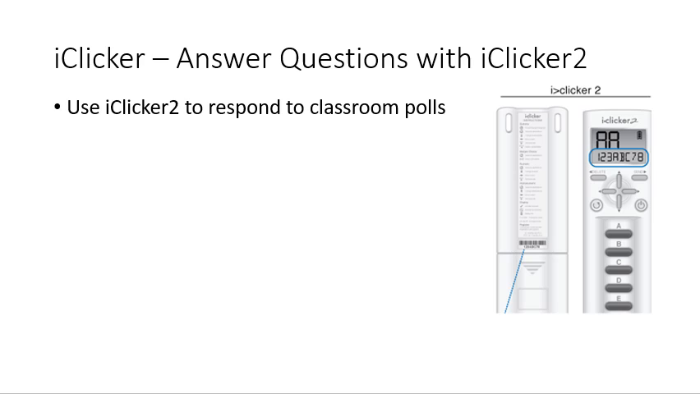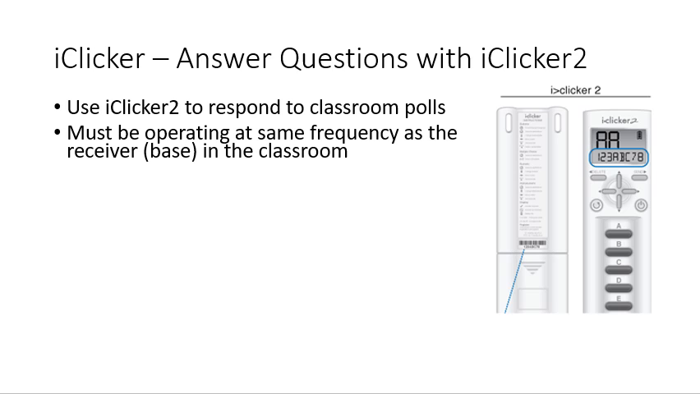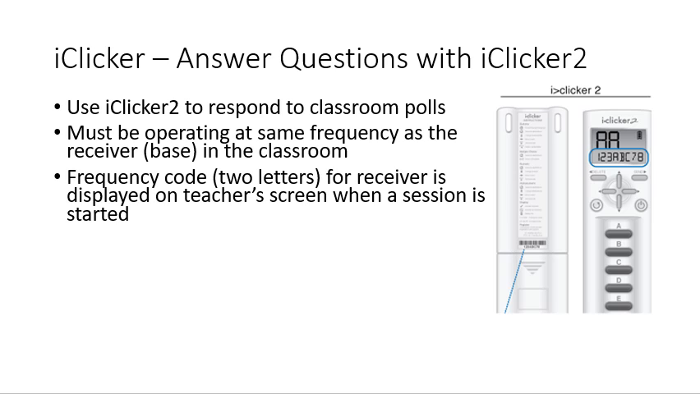You can participate in classroom polls using a handheld iClicker2 remote like the one shown here. The remote communicates with a receiver, also called the base, by radio frequency, and they must be operating at the same frequency and within 300 feet of each other. The frequency code for the receiver, which consists of 2 letters, is displayed when the teacher starts a session. If you missed it, ask the teacher.